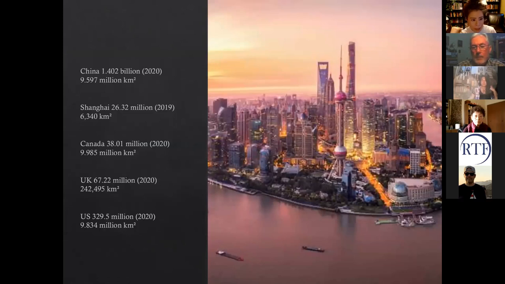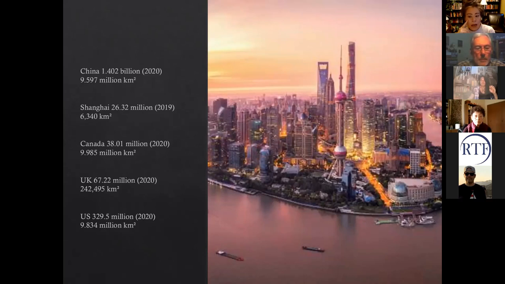China's 1.4 billion people, roughly, with 9.6 million square kilometers. To compare, Canada is 38 million, which is about the population of California, and it's about 10 million square kilometers. The UK is 67 million with 242,000 square kilometers. The US is 330 million with 9.8 million square kilometers. Shanghai is the most populated city in China, which we see a picture of here. They have 26.3 million. I don't know what it is now, but I would suspect that it's a lot closer to the Canadian population now, with 6,000 square kilometers.